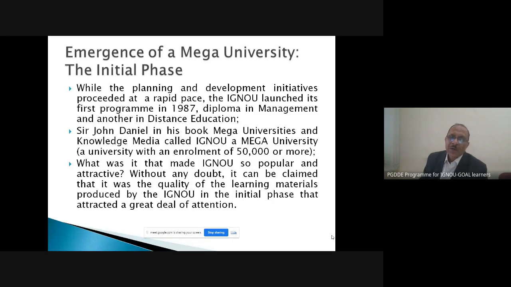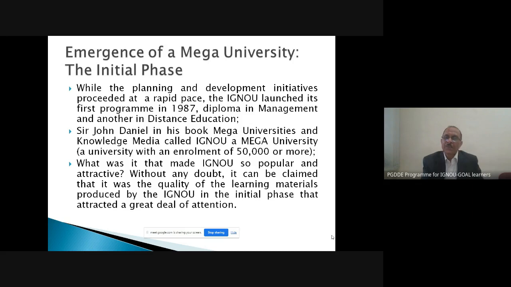Sir John Daniel, former Vice Chancellor of the United Kingdom Open University, in his book, Mega Universities and the Knowledge Media, which was the title of his book, called IGNOU a mega university. What is the definition of a mega university? A university with an enrollment of 50,000 or more. At that time the enrollment was 50,000, so naturally it was called that. Many other universities in the world have enrollment of more than that, so naturally he termed them mega universities.